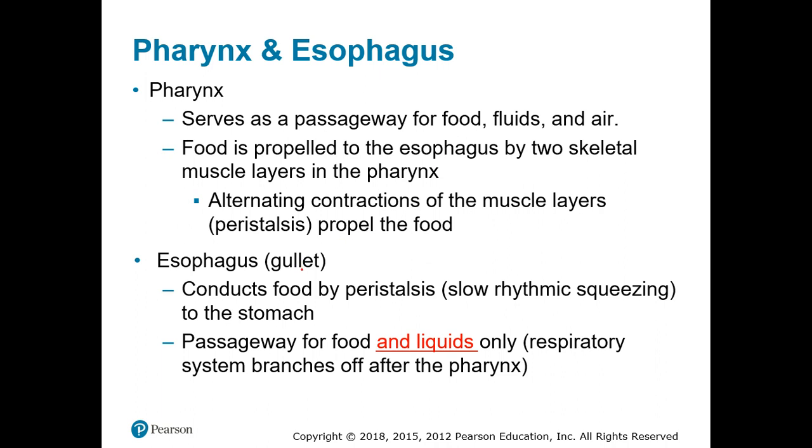The next one we're going to talk about is the esophagus. Sometimes we call this the gullet. This is also a passageway, but it's a passageway for food and liquids, and it does this through the same method of peristalsis. Again, it's a passageway for food and liquids only. What happens to the air? Well, air is going to branch off of the pharynx, and instead of going down the esophagus, air typically is going to go down to your lungs through your trachea and bronchioles.